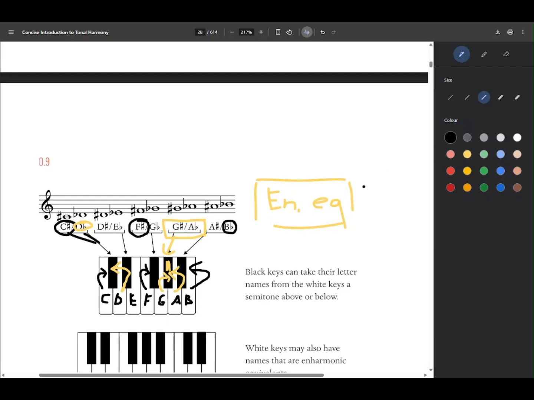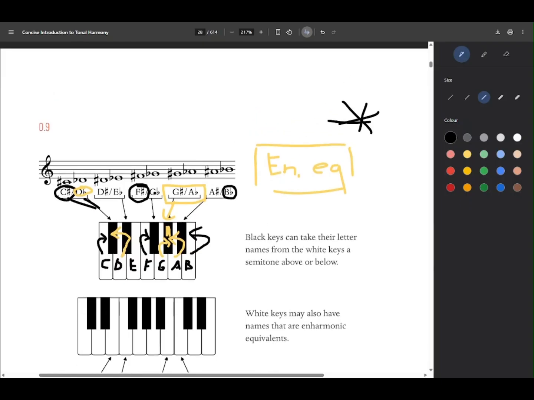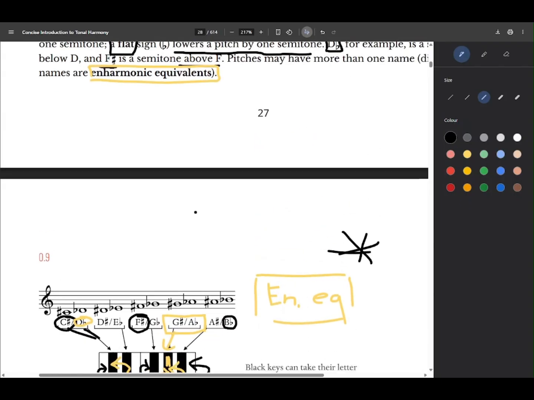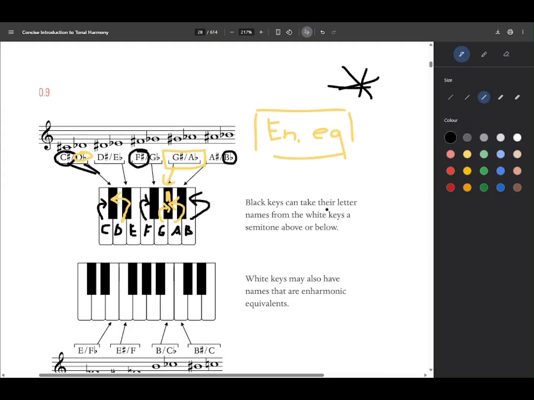Now, that being said, it is a very important term. It will come up a lot. So make sure you have the definition of that well integrated. Black keys can take their letter names from the white keys, a semitone above and below. Yes, we just saw that. It can be A sharp or a B flat because it's in between A and B.